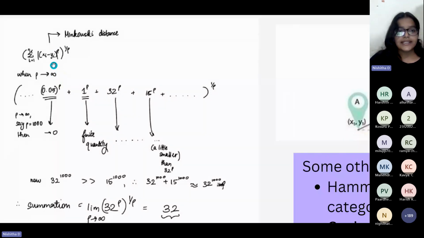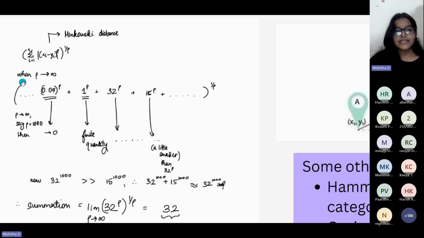Let's take an example in which the absolute differences along each dimension between two data points are, along the first dimension, let's say 0.05. Then you have 1, then 32, then 15. Each of these will be raised to the power p. If n is 3, you can consider these to be the difference along the x-axis, the y-axis, and the z-axis. All of those are raised to the power p, summed up, and raised to the power 1 by p. So this is the Minkowski distance.